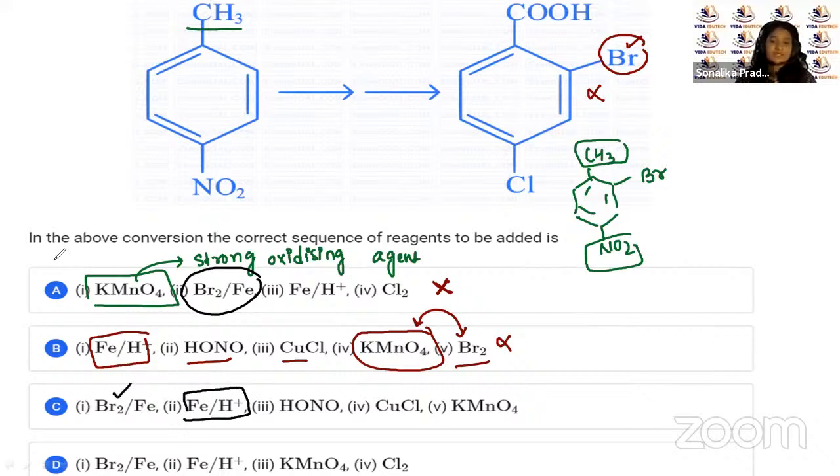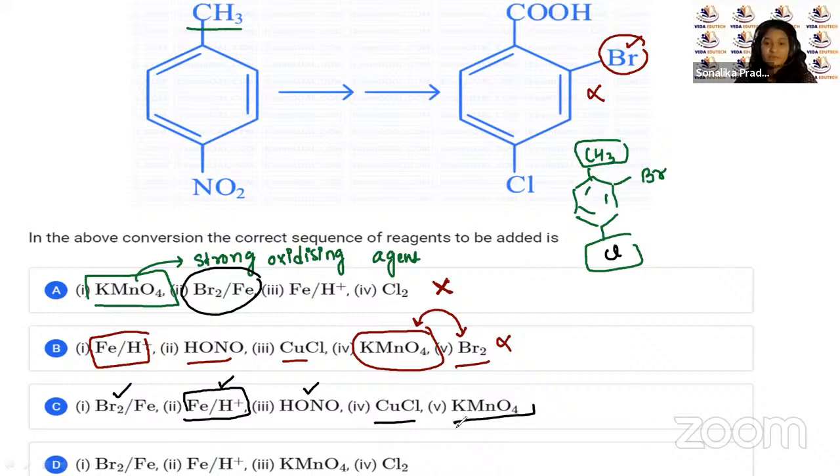Fe and H plus. So what will happen? This one is going to get converted into NH2. Reduction is going to take place. This one also okay. HNO2. Then what's happening? This is going to convert into benzene N2Cl. Okay, all right. Then CuCl. Then what's going to happen? Again, this part is going to get converted into chlorine. Yes. As of now, all right.